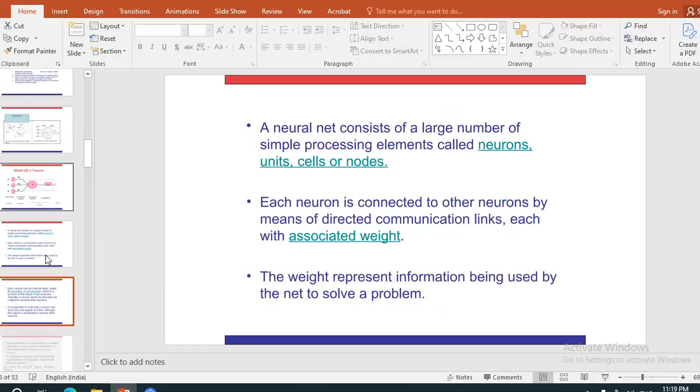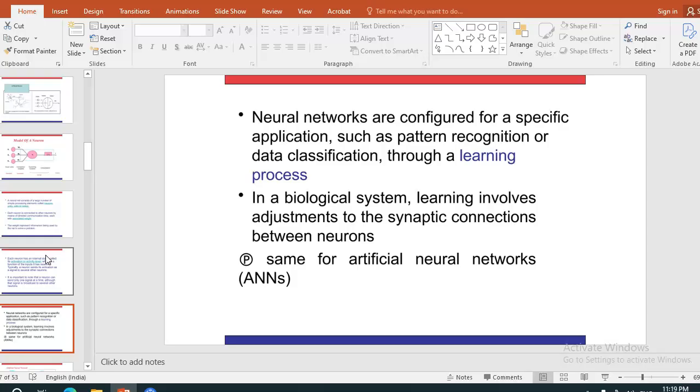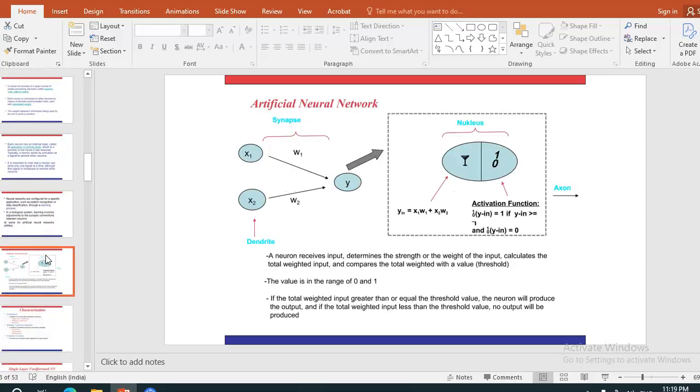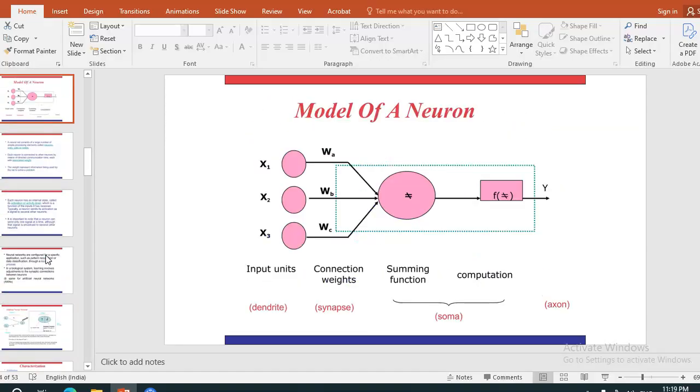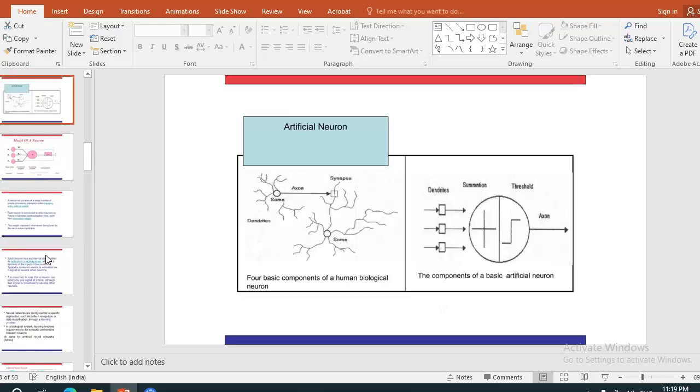This we have already discussed. This is nothing but a model of a neuron.